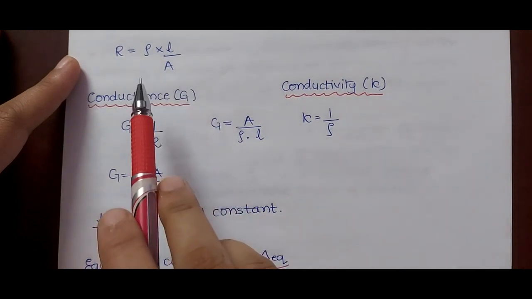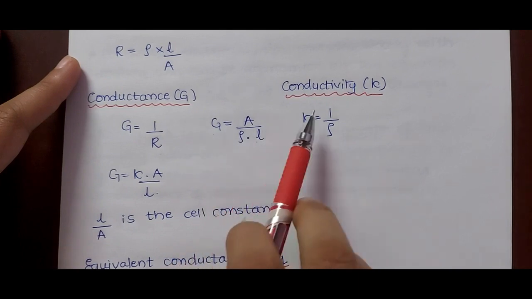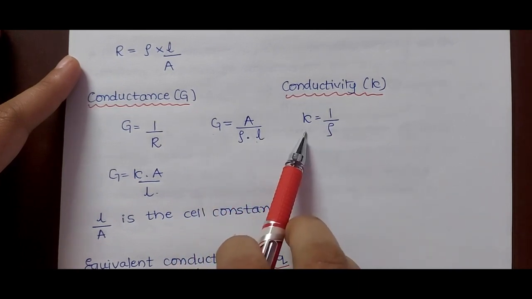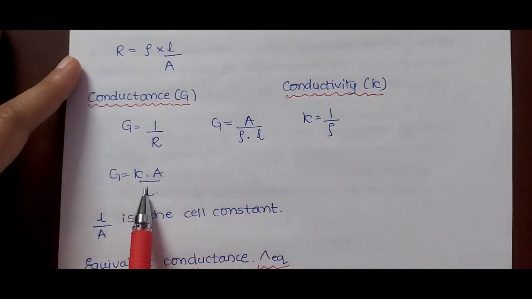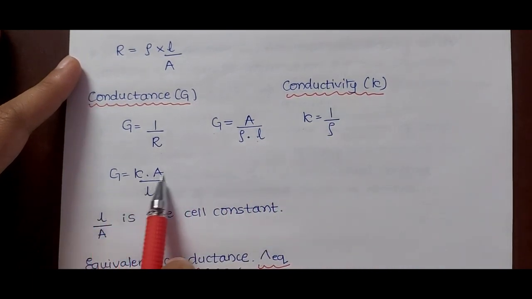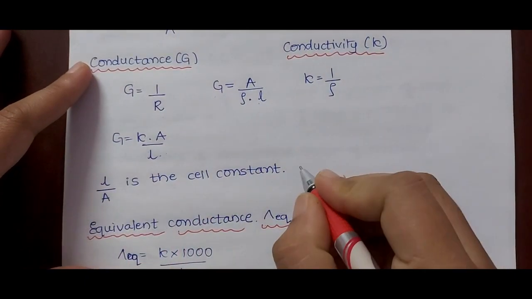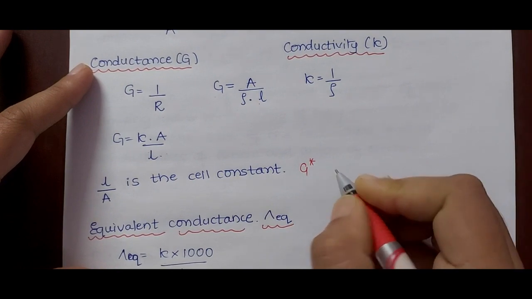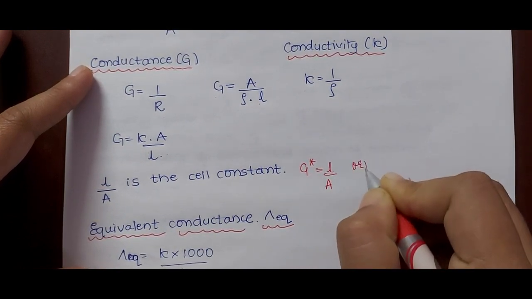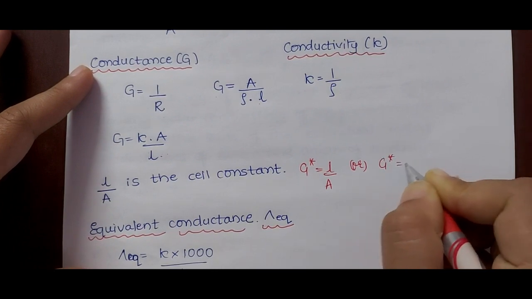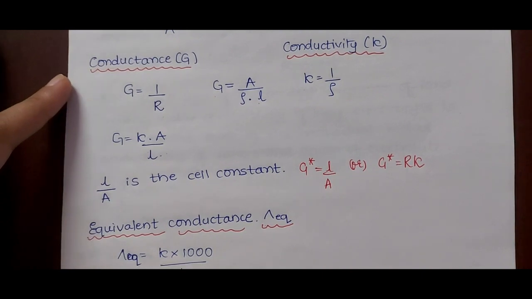By substituting the value of R here, you get the equation G equal to A into rho by L. 1 by rho can be written as kappa, which we call conductivity or specific conductance. Hence, substituting it, we get G equal to kappa into A by L. Now here L by A is the cell constant, which is represented as G star. So G star can be written as L by A, or it can also be written as G star is equal to R into kappa, that is, resistance into conductivity.